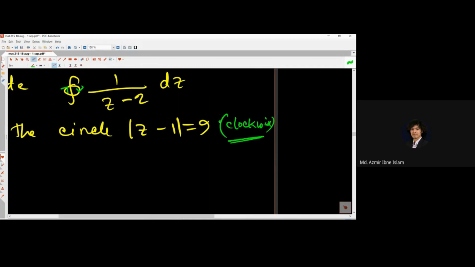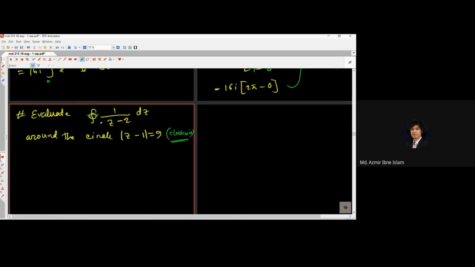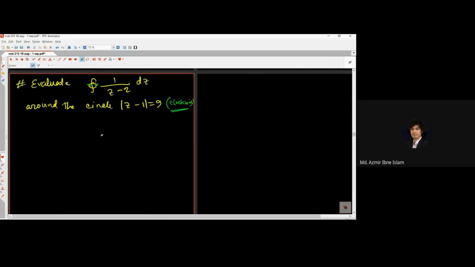Okay, it is a circle. If the direction is in this way, that means the orientation is clockwise. We have another integral. If the direction is given just like this, you will understand the orientation is counterclockwise. So you have to understand, depending on the clockwise or counterclockwise orientation, what the limit will be. So let me solve this one.